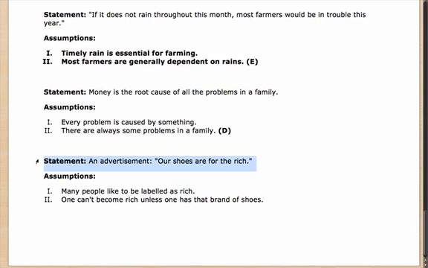But the idea is they are making an assumption that people want to be fair. Very similarly, in this case, the first statement is many people like to be labeled as rich. So again, that is a very fair and a very implicit assumption. Whereas the second one says one can't become rich unless one has that brand of shoes. Again, that is definitely not true. One can be rich in many ways. So this is not an implicit assumption, which makes the answer as option A. So these are some of the questions.